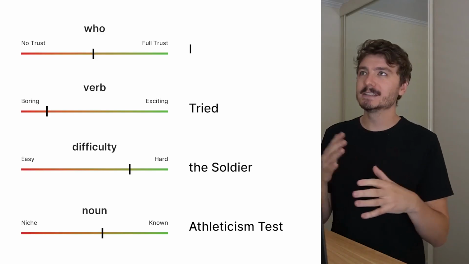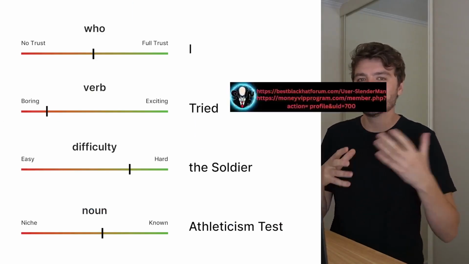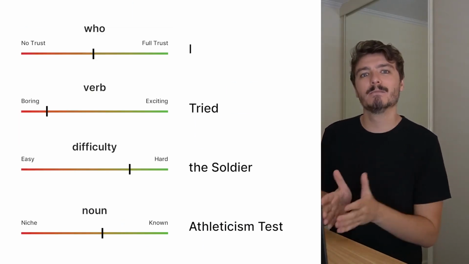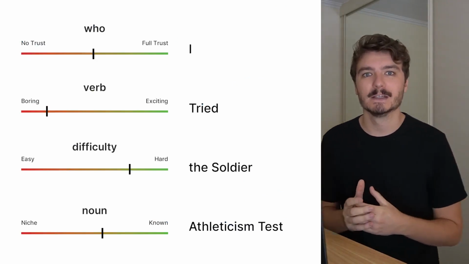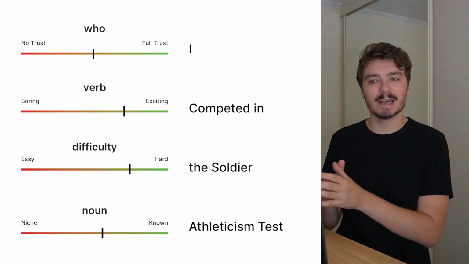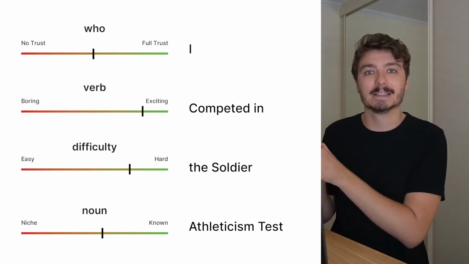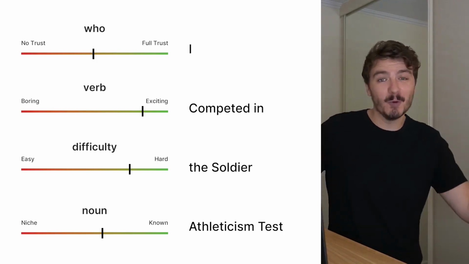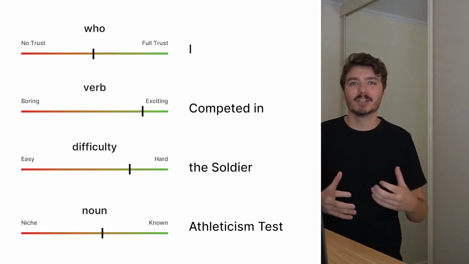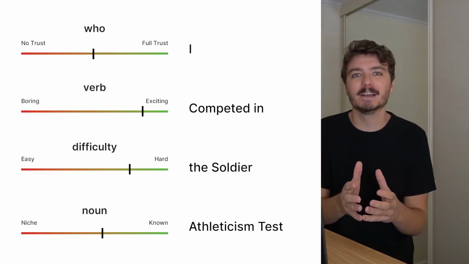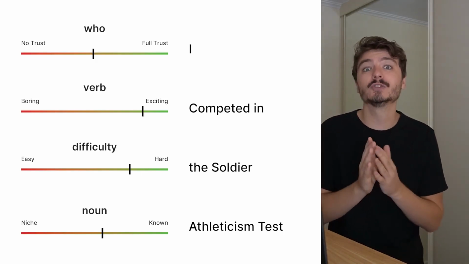So now how can we make this verb more exciting? Right now it's tried. Tried is kind of interesting, but it's not insanely exciting. So how can we make it more exciting? Well, maybe it's competed. So instead of I tried the soldier athleticism test, it's I competed in the soldier athleticism test. That sounds more exciting. There's more people involved. You know, it's a competition. So yeah, that verb basically went from kind of boring to exciting.